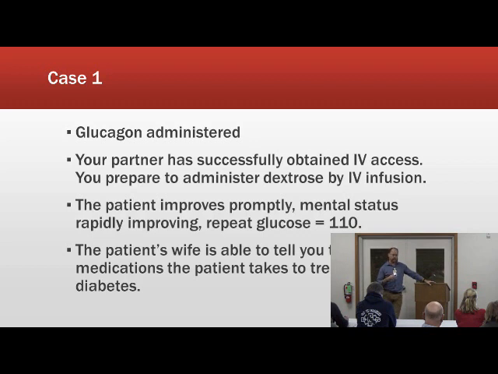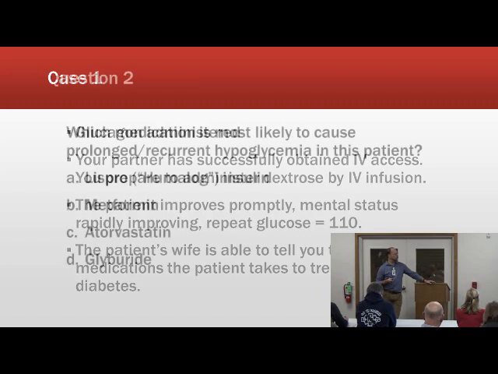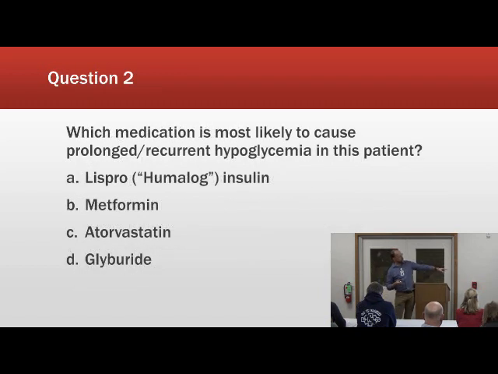So from our standpoint, if you bring in a patient, we're going to want to know, well, why did he get so low? Is he going to stay low? Is he going to be low again in an hour? Or is he fine, right? So which medication of these is the most likely to cause prolonged or recurrent hypoglycemia? And you may not know this, and that's okay, but we'll just talk about it.